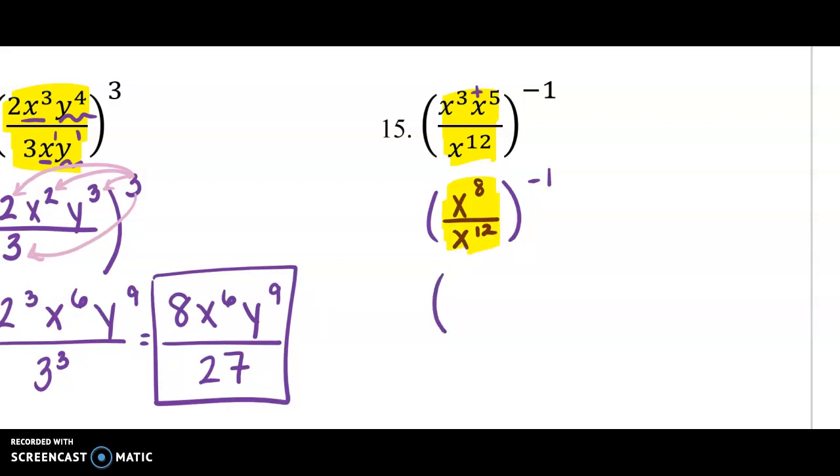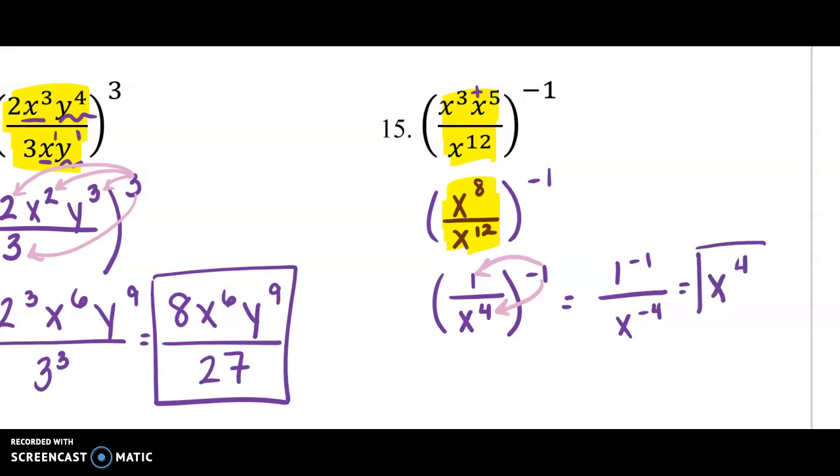X to the 8th divided by x to the 12th. 8 soldiers up top, 12 soldiers on the bottom. All the soldiers will go away up top. You'll be left with 4 soldiers on the bottom, so x to the 4th, all to the negative first. Distribute that negative first power, or you can flip it. Remember that trick I showed you last week? So this would be 1 to the negative first over x to the negative fourth. Everything just gets flipped, which makes it x to the positive fourth. You can write over 1, but you do not have to.